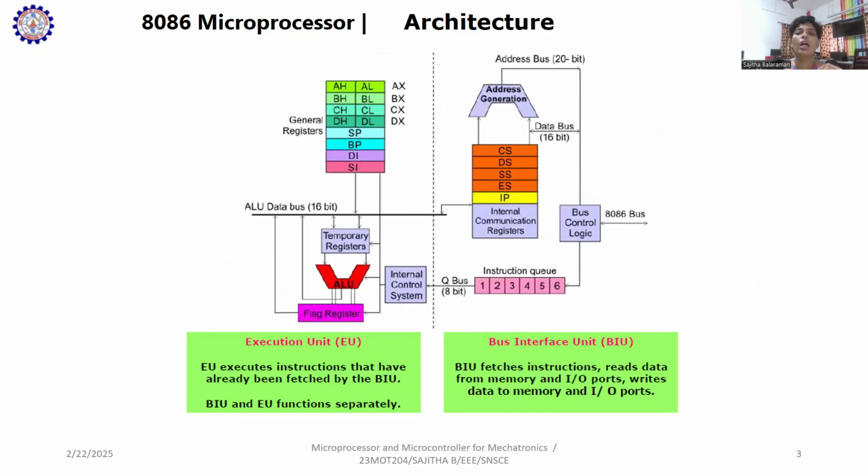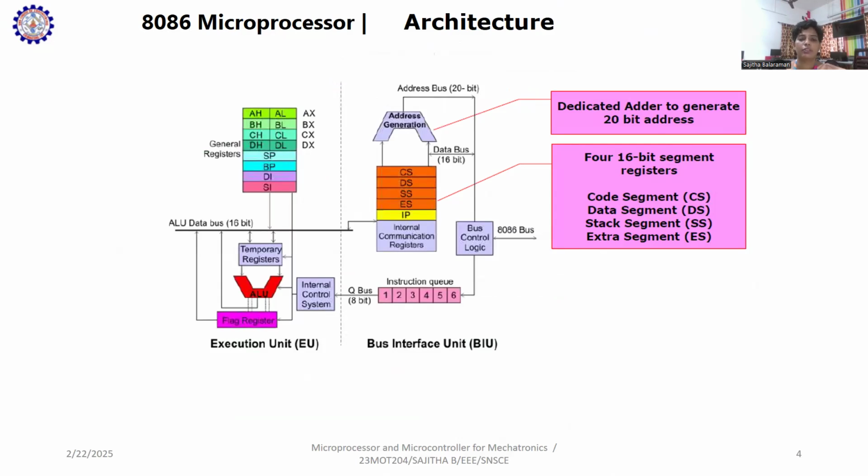Now, coming to the bus interface unit, you can see the segment registers, which are CS, DS, ES, SS, and IP is the offset register. Here CS stands for the code segment, DS stands for the data segment, ES stands for the extra segment, and SS stands for the stack segment. Let us get deeper into the bus interface unit.